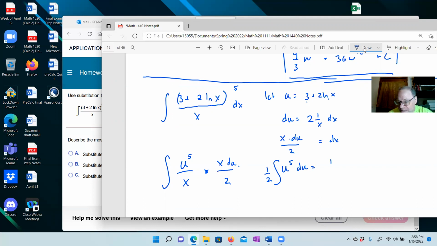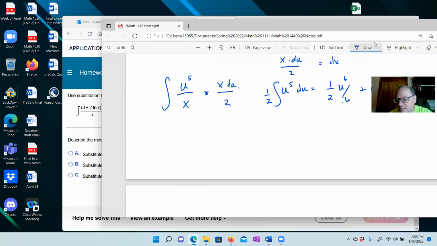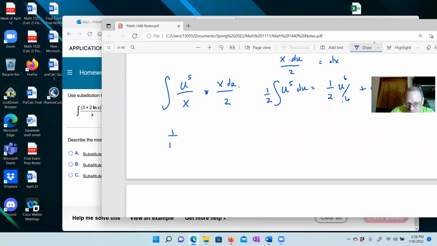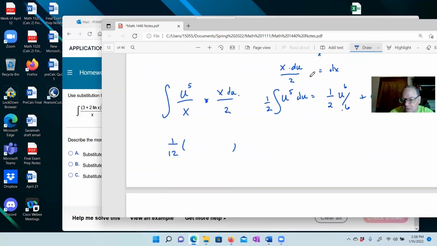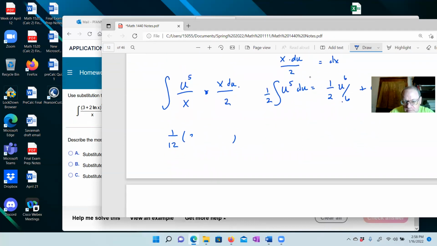And now we just integrate as normal. This is u to the 6th over 6 plus c. 2 times 6 is 12, so we have 1/12 u to the 6th. What was u again? u was 3 + 2 ln x, to the 6th power, plus c.